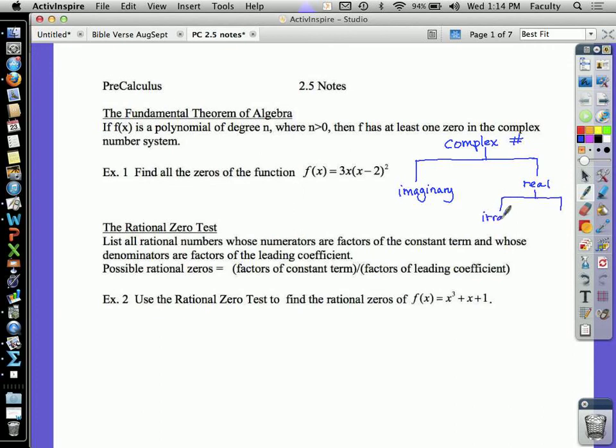You have irrational numbers. Anybody remember what's an irrational number? Can't be written as a fraction, like pi, radical 3, e, things like that. And then you have your rational numbers, which can be written as a fraction. Then we had our integers, we had our whole numbers, and you have your natural numbers.